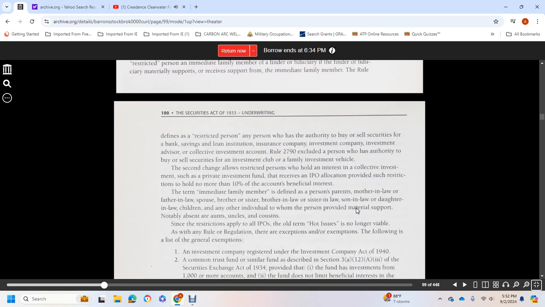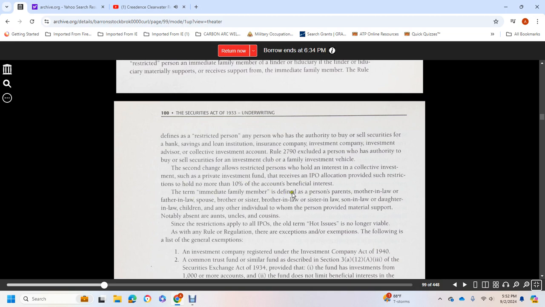Finally, the rule defines as a restricted person any person with the authority to buy or sell securities for a bank, savings and loan institution, insurance company, investment advisor, or collective investment account. Rule 2790 excludes a person who has the authority to buy or sell securities of an investment club or a family investment vehicle. The second change allows a restricted person who holds an interest in a collective investment or private investment fund to receive the IPO allocation, provided such restricted persons do not hold more than 10% beneficial interest in the account.